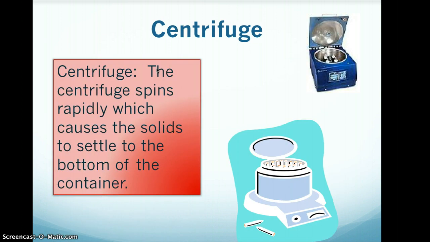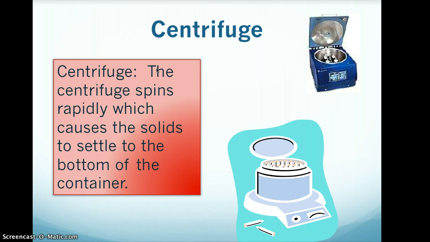Another method which is pretty cool is using a centrifuge. The centrifuge will spin around really, really quickly, and that causes the solids to settle down to the bottom of the container. If that doesn't happen naturally on its own, and you want to speed up that process, you put your sample in a centrifuge and spin it around. Then maybe you want to decant afterwards.